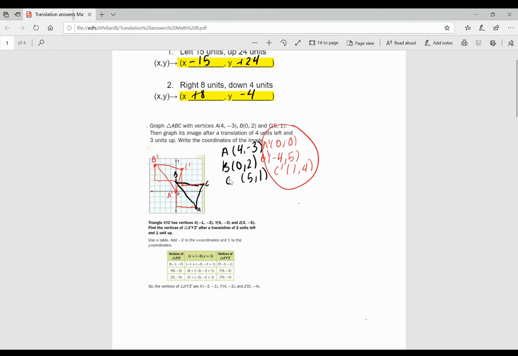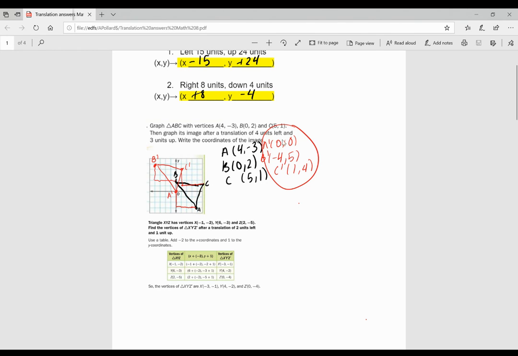So then we want to graph triangle ABC with vertices A of 4, negative 3, B of 0, 2, and C of 5, 1, and it's translated 4 units to the left and 3 units up. For this one, they want you to draw your original and then physically move it. In the next few problems, you're going to see we use a chart, which is definitely easier than this, but you need to know why it works before we move on.